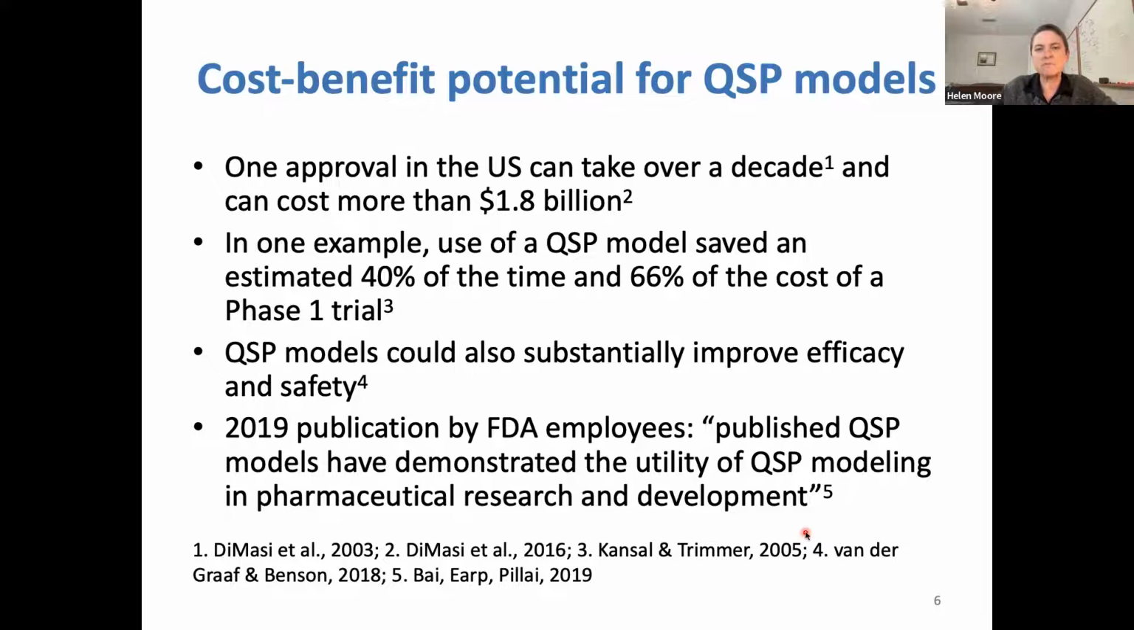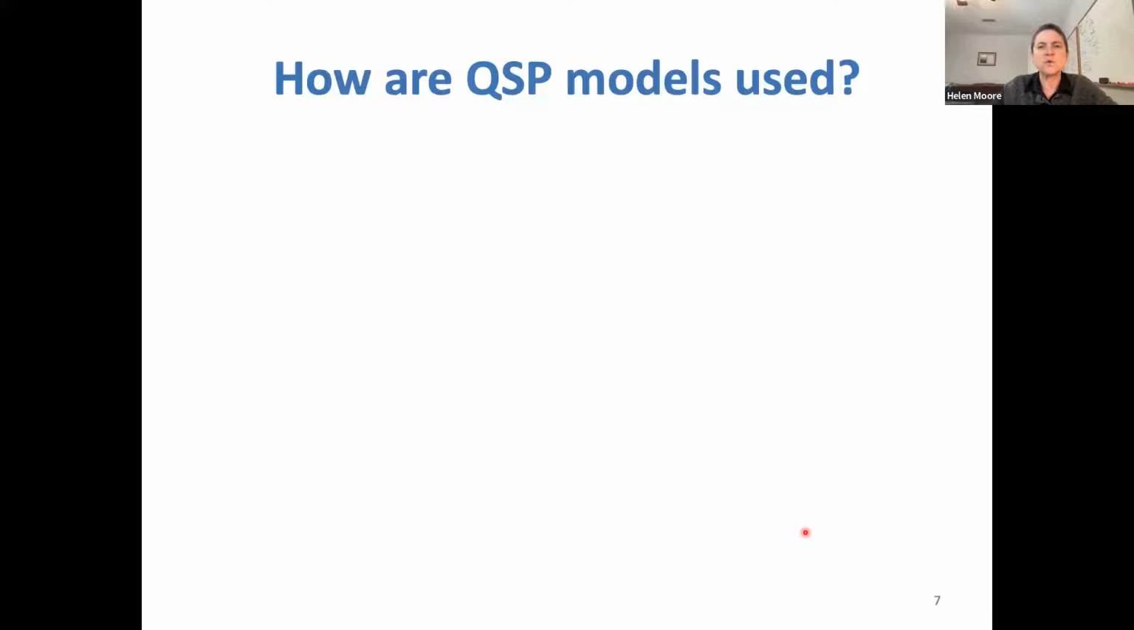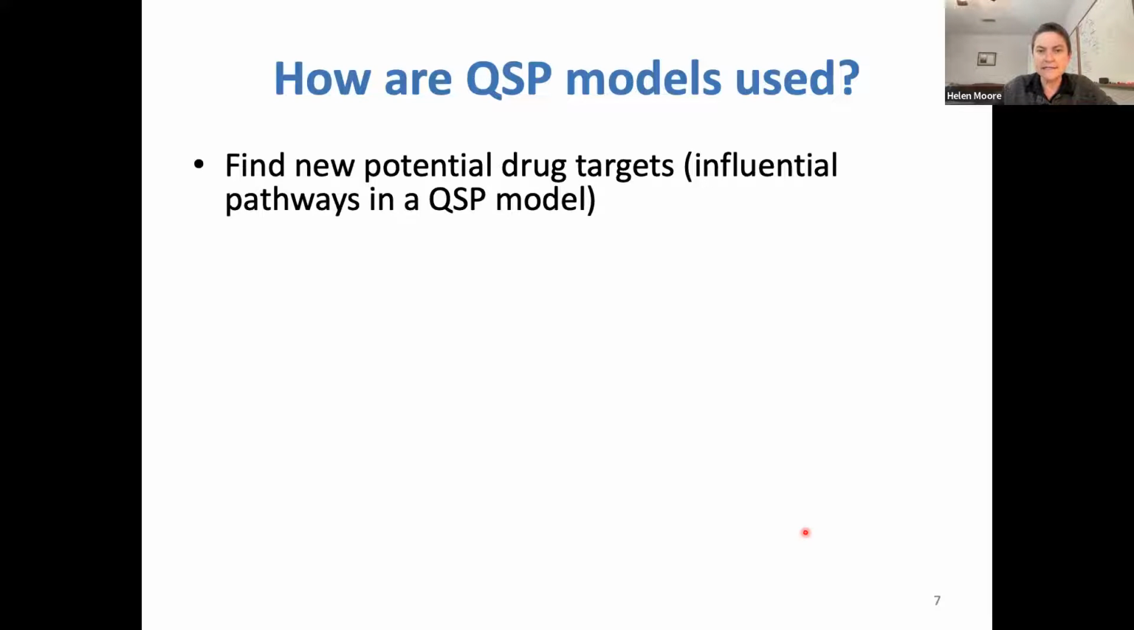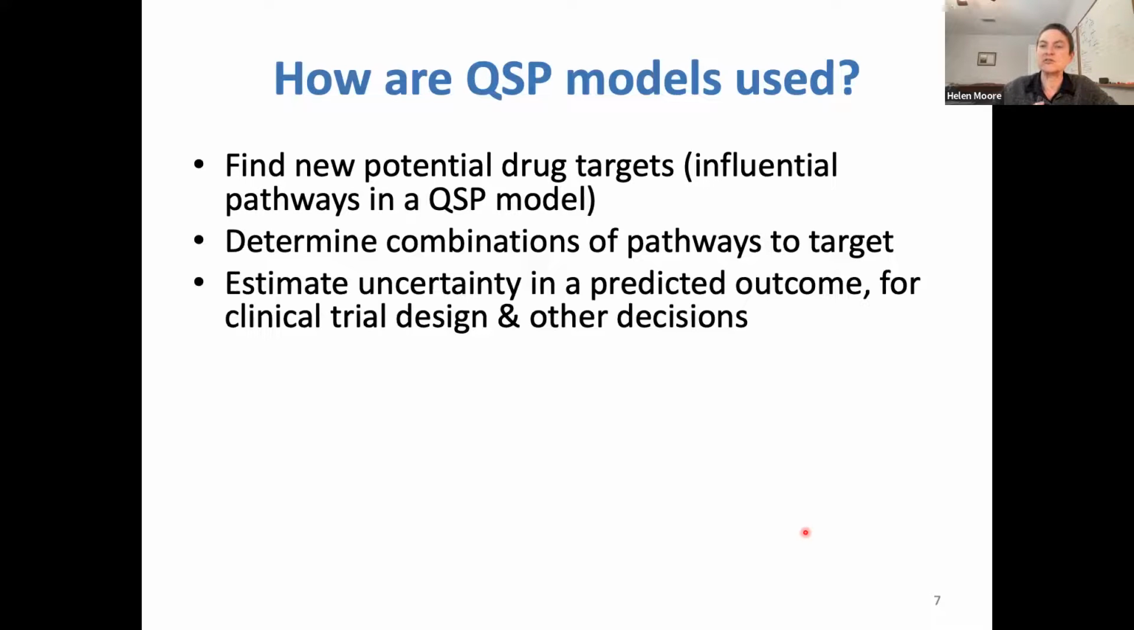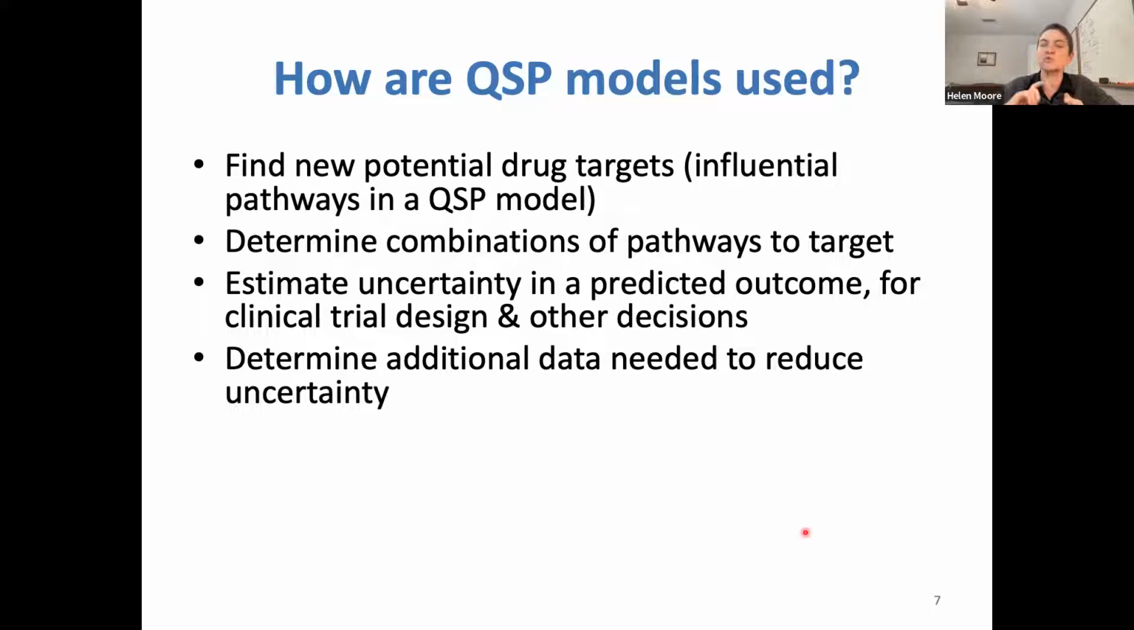So now QSP models have a range of uses. We use them to find drug targets, combinations of pathways to target, and we would estimate the uncertainty in a predicted outcome. So if you're designing a clinical trial, you can use a mechanistic model to make predictions about settings we haven't seen yet, and all kinds of decisions around that. And they can also determine data that we need in order to reduce that uncertainty. If we make that estimate and decide that's not something that we can move forward with, we go back and run some more experiments, reduce the uncertainty, and now we can say, okay, here's the right path.